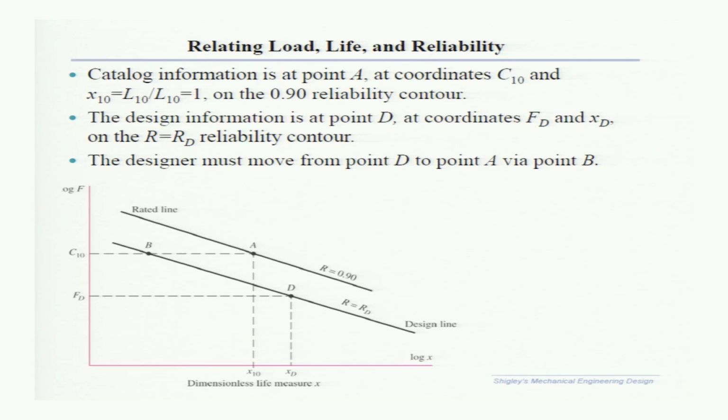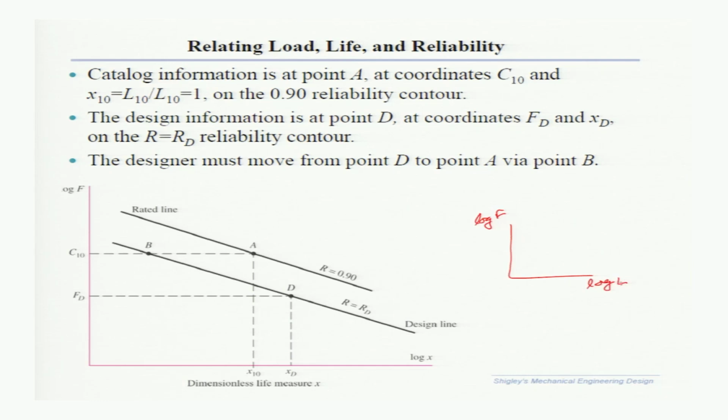Now, if our design line is this one, that means we want to design our bearing, or select a bearing, for reliability equal to RD, and the rated reliability is 90%. So, for 90% reliability we will say the load versus life, or load versus x. Earlier we were having log of the load and log of the life.